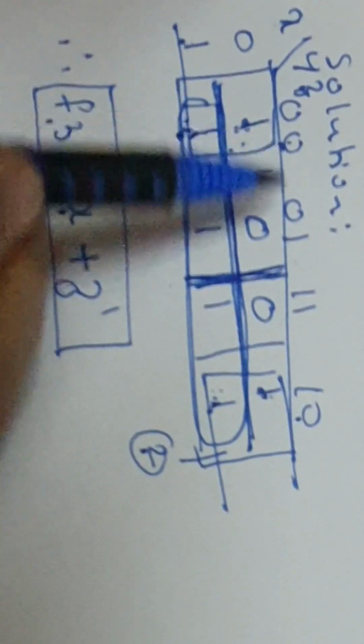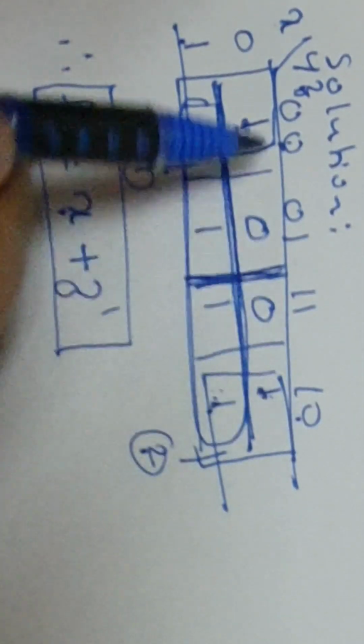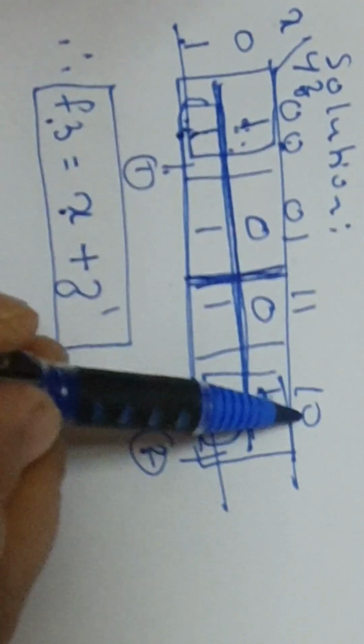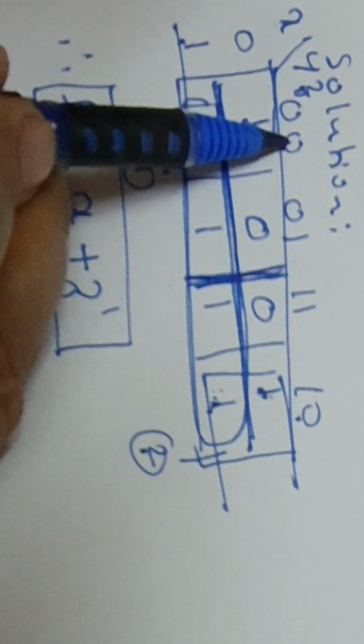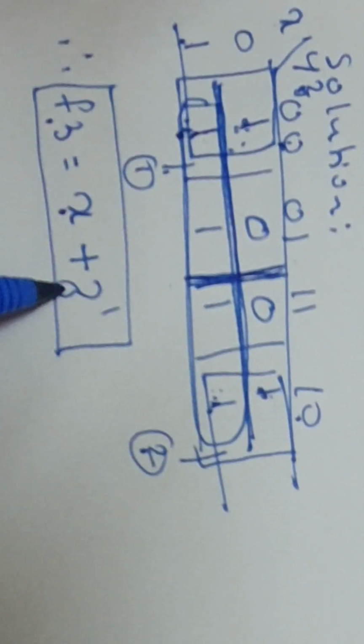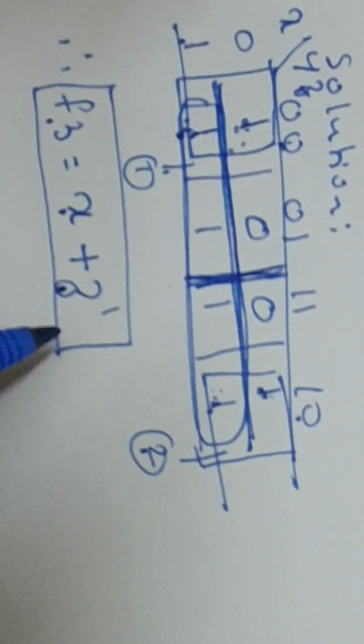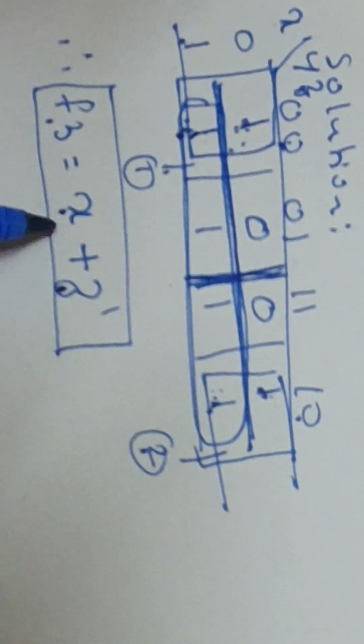Here we have 0, 0. Here we have 1, 0. So what is common here? 0, 0. This second 0 corresponds to z. Hence z dash. So with respect to the second column, z dash is common. Hence the result is the simplified f3 is equal to x plus z dash.